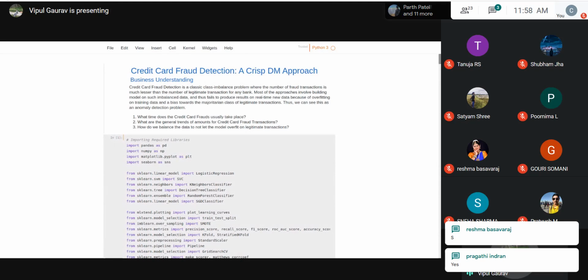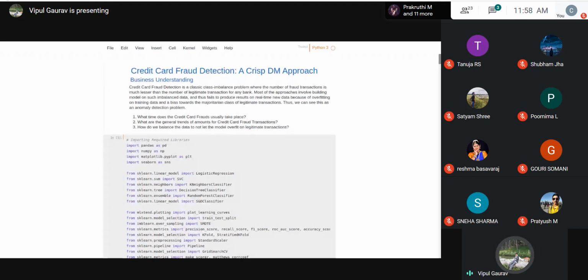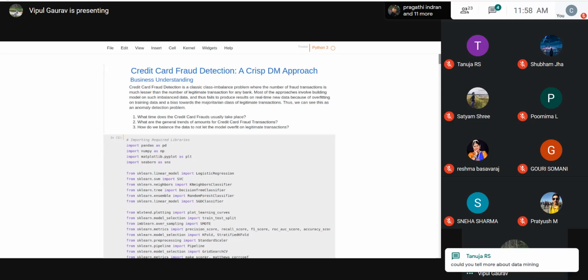So before we proceed towards the code, any doubts? Any doubt, irrelevant of it, any industry related doubt, any doubt about how you want to start with the classification task, anything at all? Could you tell more about data mining?